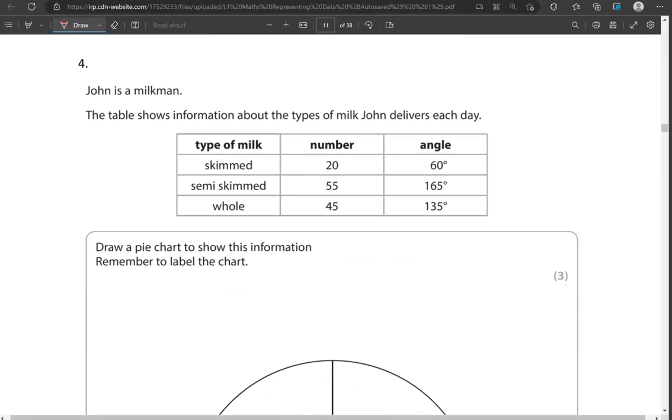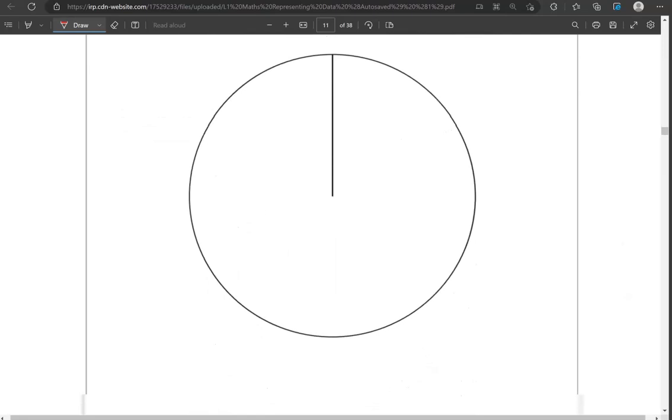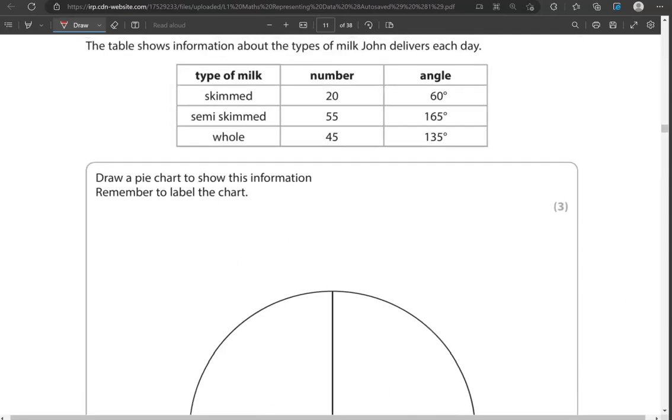John is a milkman. The table shows information about the types of milk John delivers each day. Draw a pie chart to show this information. Remember to label the chart. So we're given the type of milk, skimmed, semi-skimmed and whole. We've got number of deliveries for each of them and the angle in the pie chart. So 60 degrees for the skimmed milk, 165 degrees for semi-skimmed, 135 degrees for the whole.